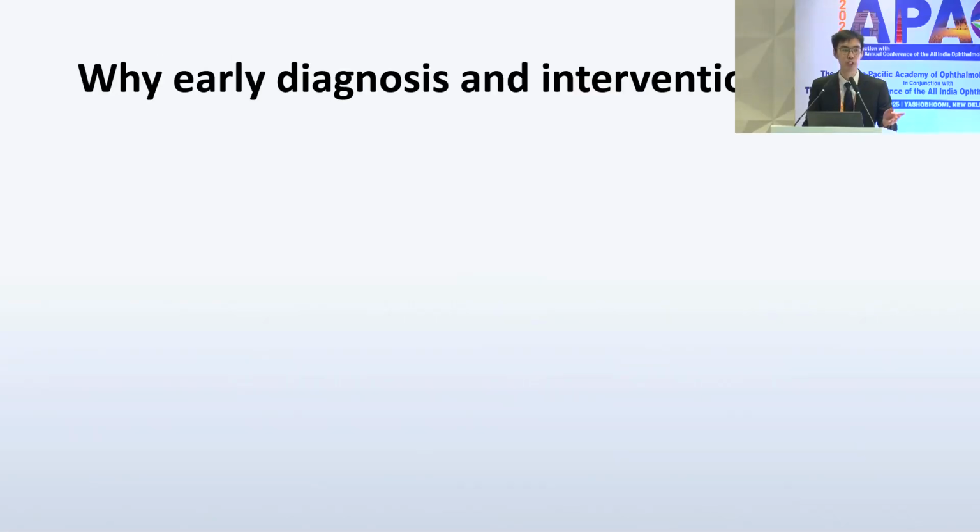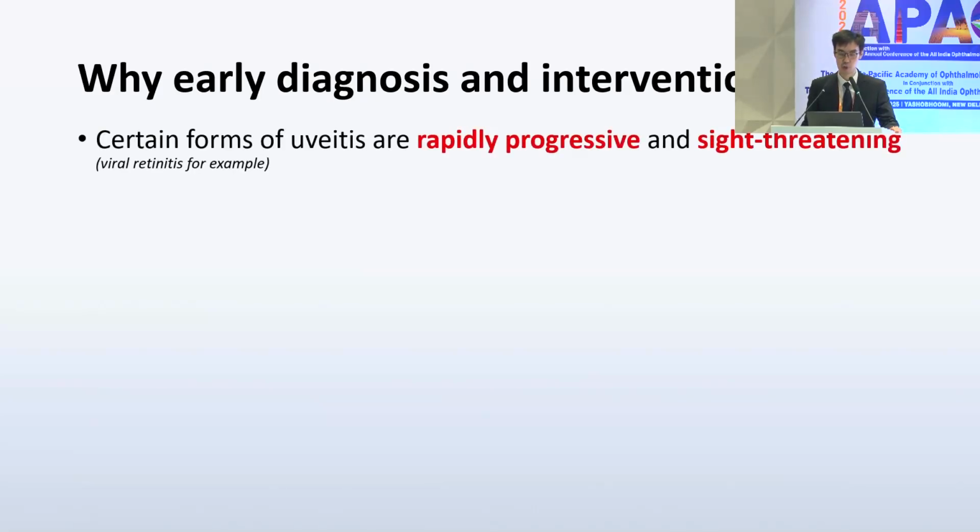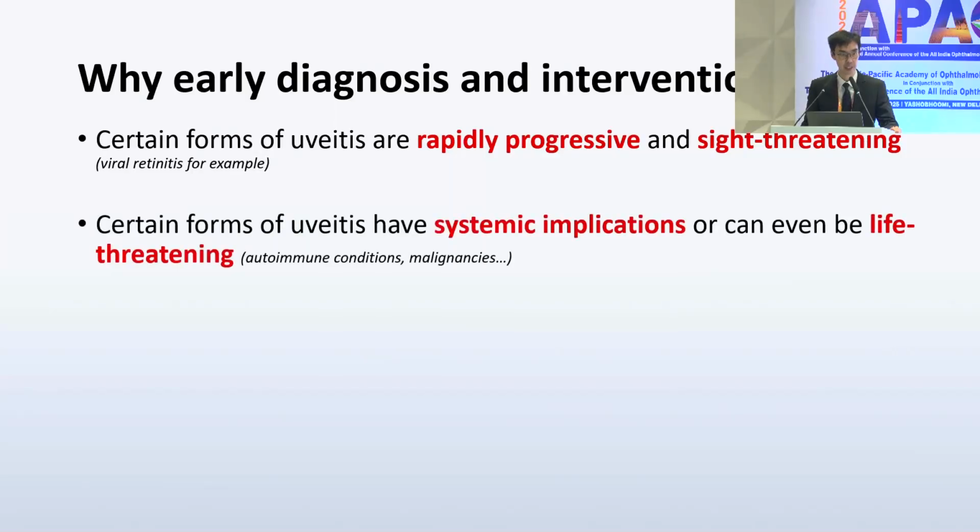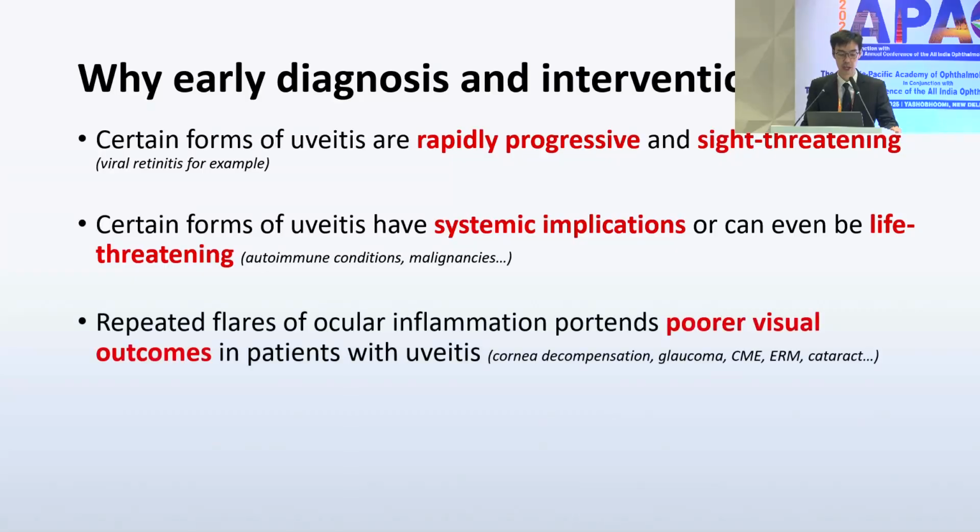So the first question is, why do we need early diagnosis and intervention? We do know that certain forms of uveitis are rapidly progressive and sight-threatening, while others have systemic implications and may be life-threatening. And of course, we do know that repeated flares of ocular inflammation usually give us a poorer outcome. So let me share some of the pearls that I've learned.